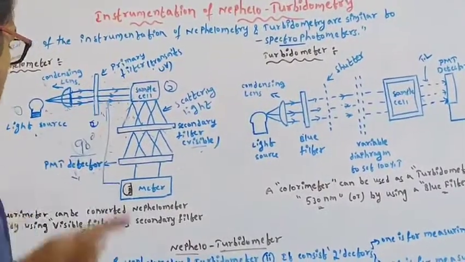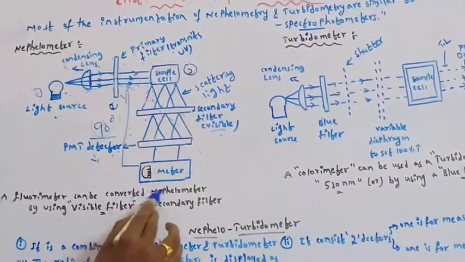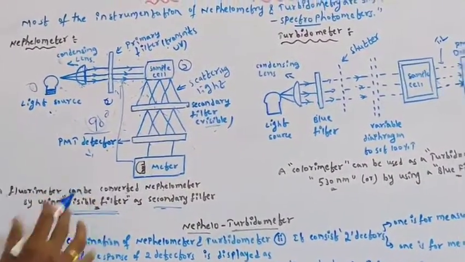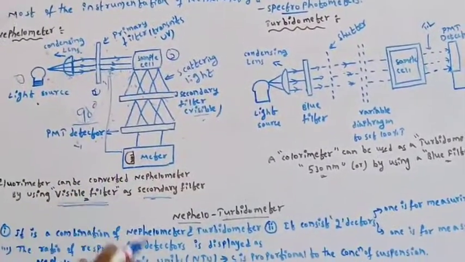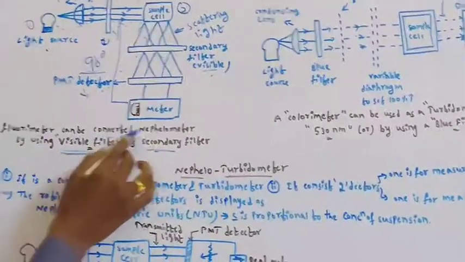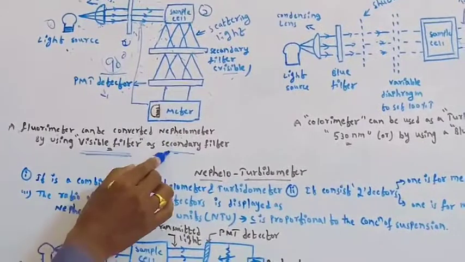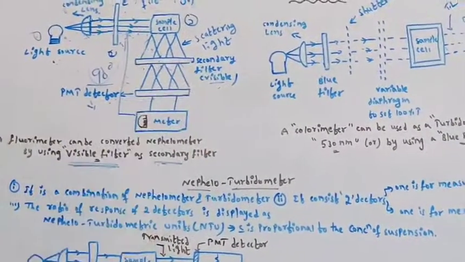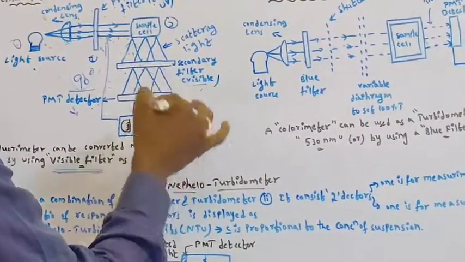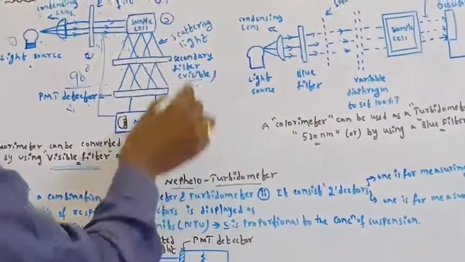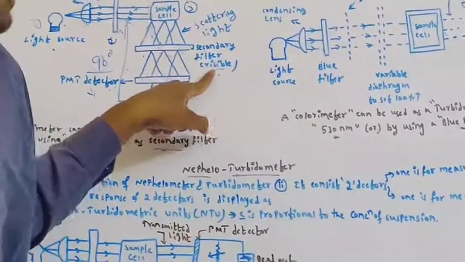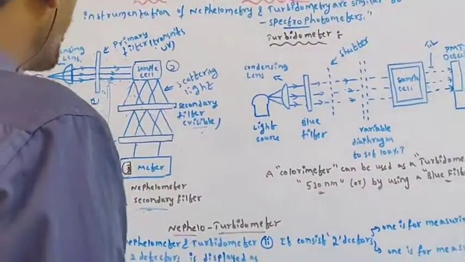Here you can see a fluorimeter can be converted to a nephelometer by using a visible filter as the secondary filter. This instrumentation is similar to the fluorimeter. If you go through the fluorimeter method, you can see a similar kind of diagram. The secondary filter is a visible filter, and only visible radiation passes through it. In fluorimetry, along with visible radiation, fluorescence radiation will also pass. Here only visible radiation passes. That is the important thing. It may be asked in GPAT. This is the nephelometer.